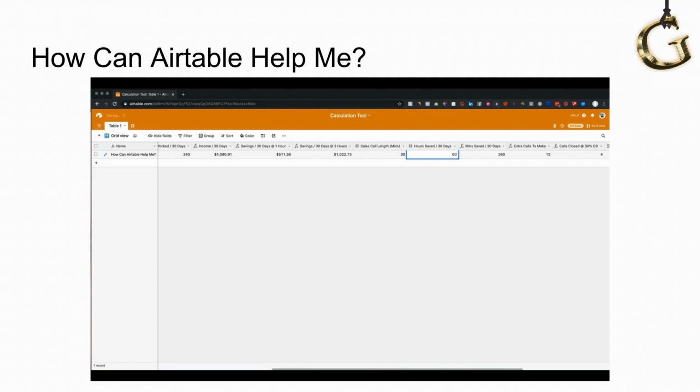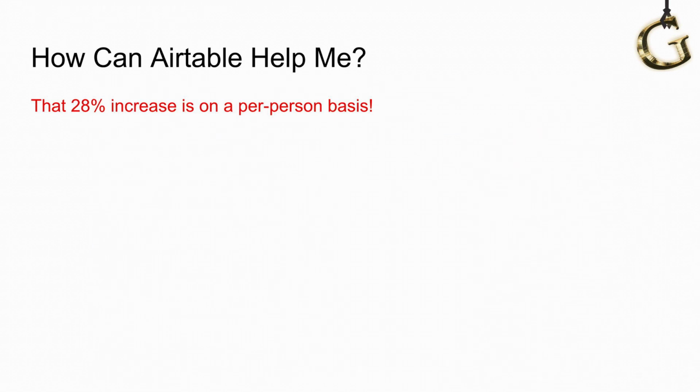So that minutes-long explanation could all be figured out in Airtable, once this table is set up, once the space is set up, in less than a minute. Because like I say, this is real time. And here I just scroll back. So that 28% increase is on a per person basis.